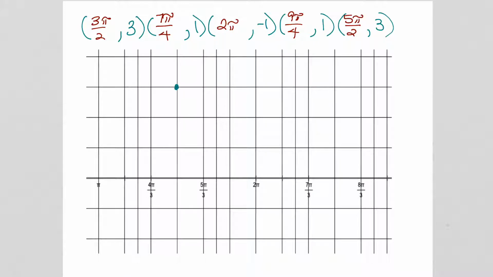And then we have 7 pi over 4. Let's see, if this is pi, then we've got, that's 4 pi over 4, 5 pi over 4, 6 pi over 4, 7 pi over 4. So 7 pi over 4, 1. 2 pi negative 1, that's easy. 9 pi over 4, just move another pi over 4 over. And then another pi over 4 is at 3 again.